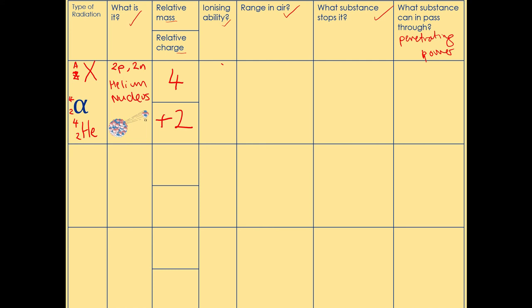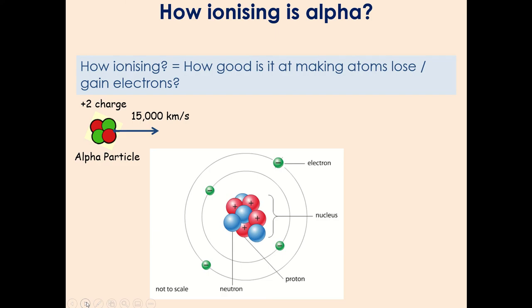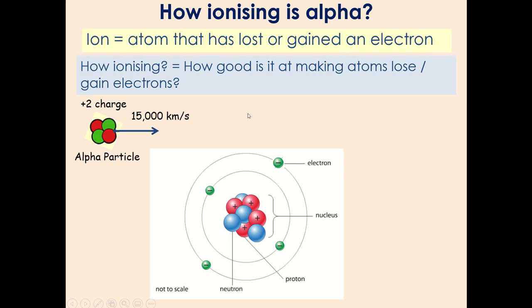Okay, so we're going to unpick ionizing ability a little bit. So when we say ionizing ability, just go past those first. The first thing we need to think about is, what is an ion? Well, an ion is an atom that has lost or gained electrons.